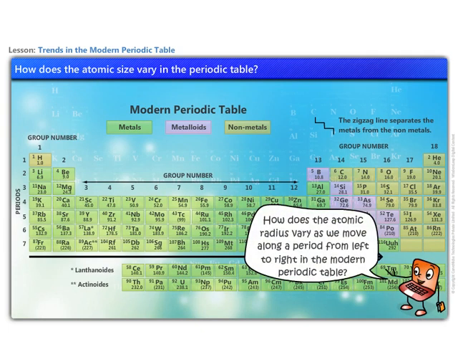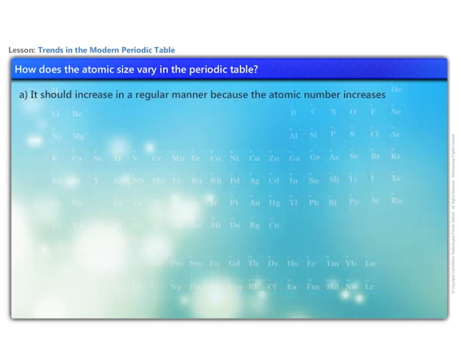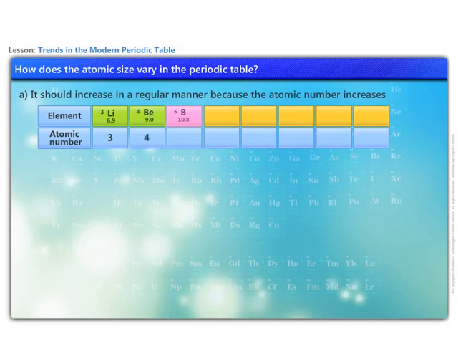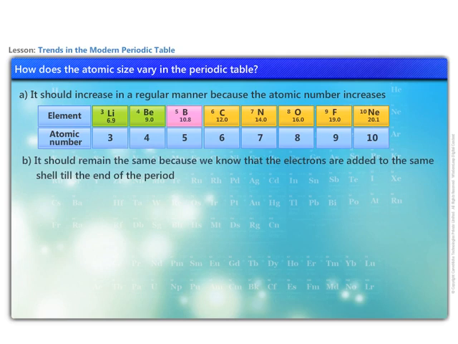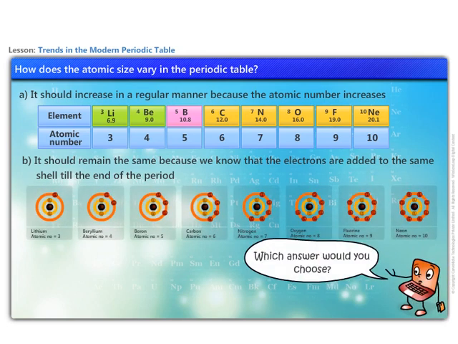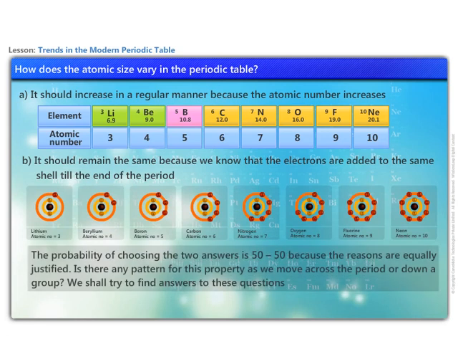How does the atomic radius vary as we move along a period from left to right in the modern periodic table? A. It should increase in a regular manner because the atomic number increases. B. It should remain the same because we know that the electrons are added to the same shell till the end of the period. Which answer would you choose? The probability of choosing the two answers is 50-50 because the reasons are equally justified.